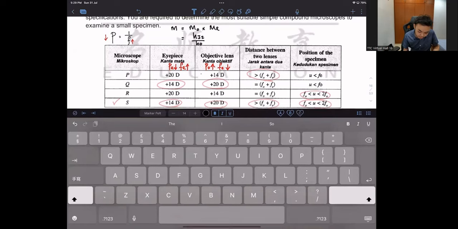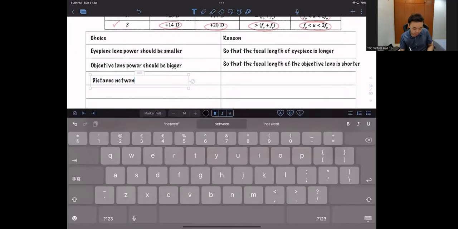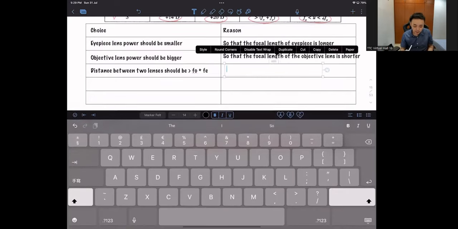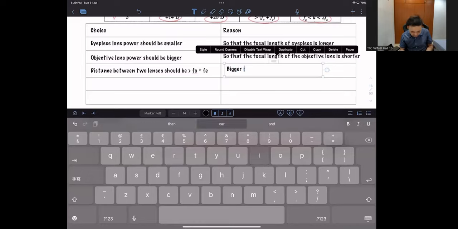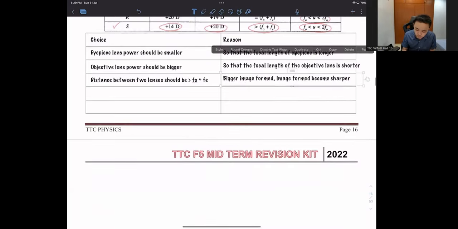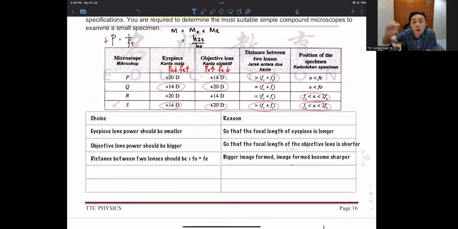And then one more, you could mention the distance between two lenses, more than FO plus FE. Why? To do this, there are two reasons. Number one, you will have a bigger, more magnified image formed. And also the image formed will become clearer. This one is mainly a technical answer because you have to really learn how to set this up, and learn how to draw one. So I cannot just show you in one shot. This is a big part.